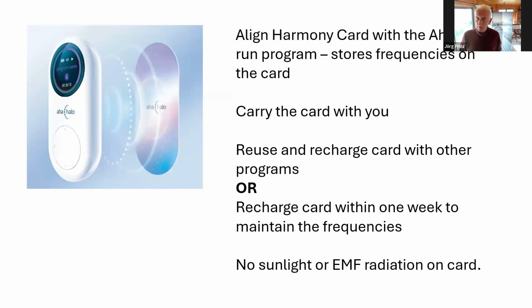So how do we use the harmony cards? Well, you've got 3 or 4 harmony cards with your device, and if you want to get the frequencies from the device onto the card, you just run the program or start the program, put it on the card there, and let it run through once. Then it is loaded onto the card.